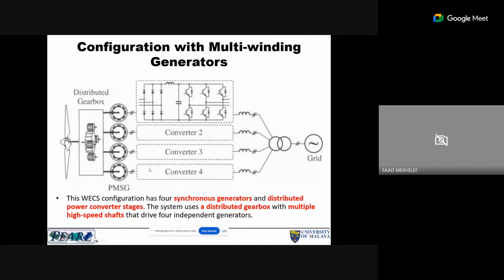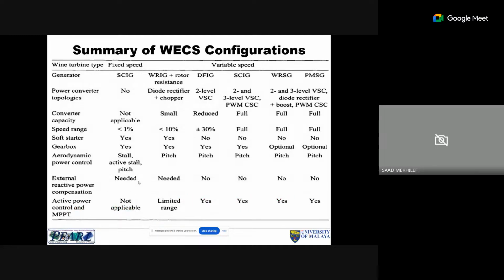Again, for the multi-winding configurations of generators, synchronous generators and distributed power converter stages, you can see here converter 1, converter 2, 3, and 4. We have 4 converters, and that's used for multi-stage and distributed gearbox with maybe different speeds, multiple high-speed shafts. That also increases the power.